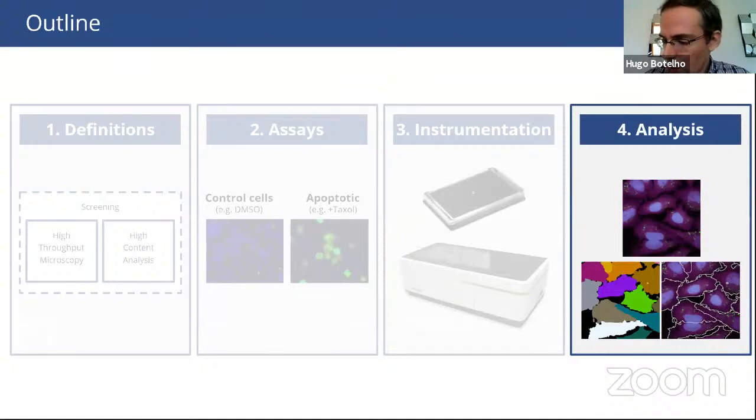So I'm pretty much at the end. I don't have much more time to speak. I will just briefly speak about analyzing the data from high content microscopy.